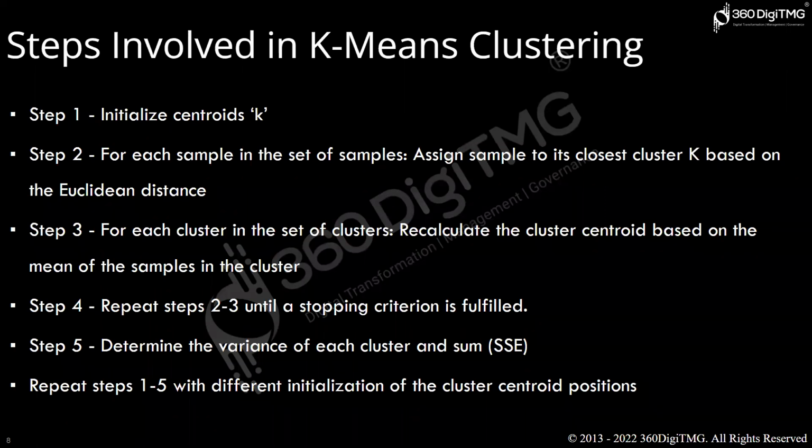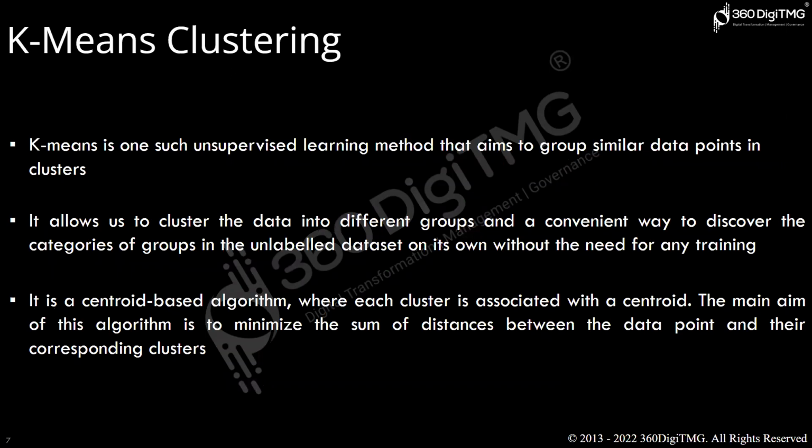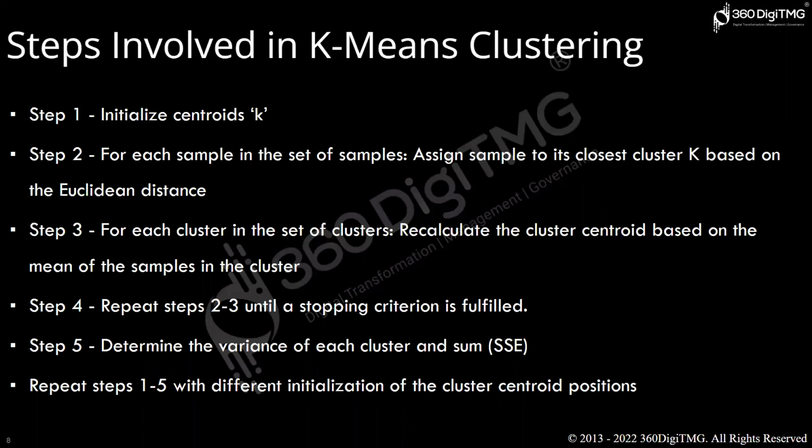We follow the goal of K-means clustering, finding the sum of distance between data points and their corresponding clusters. For each cluster in the set of clusters, we recalculate the centroid based on the samples in that cluster. That is our main aim here, guys. We use Euclidean distance to calculate. After that, we are going to see what is important to us, and then the terminology.